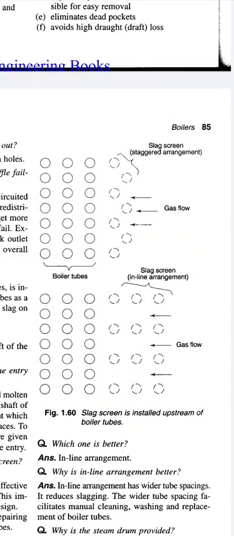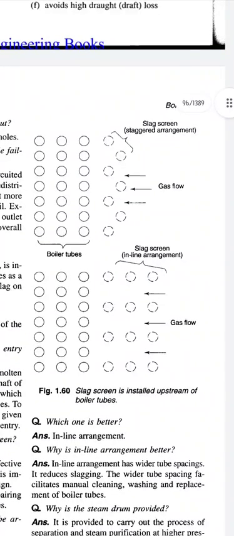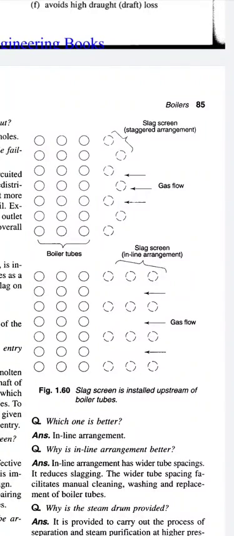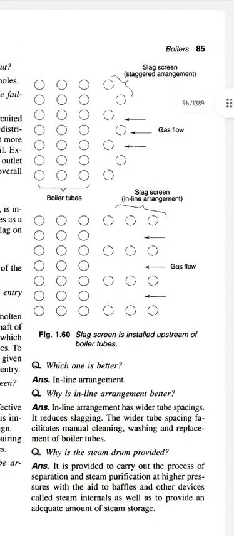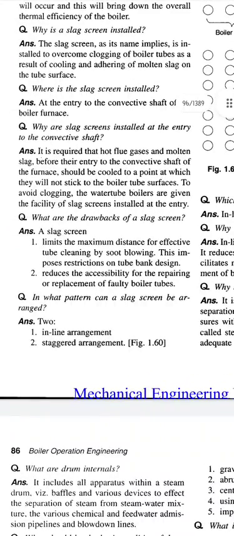Boiler tubes we can see in the left diagram, and the slag screen staggered arrangement is on the right side. Gas flow is from the right side to the left side. So the top one is the staggered arrangement, and the bottom one is the inline arrangement. The next question: what are the drawbacks of a slag screen?